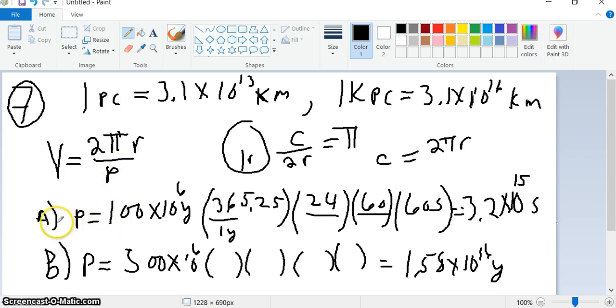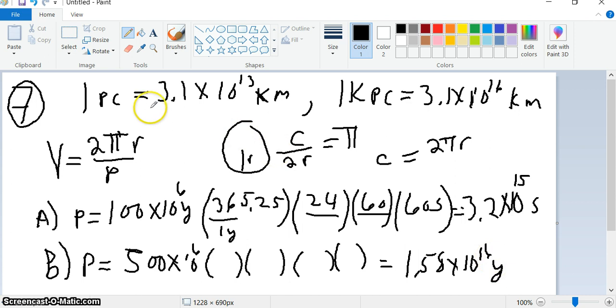The period for part A is 100 million years. We need to change that into seconds, and the value I got is 3.16 times 10 to the 15th. And then the second part, they say, what about 500 million years? If it takes 500 million years to go once around the galaxy, this would be the time in seconds. We need the times to be in seconds.